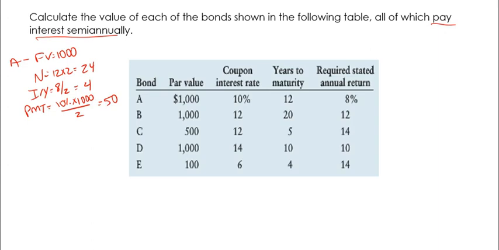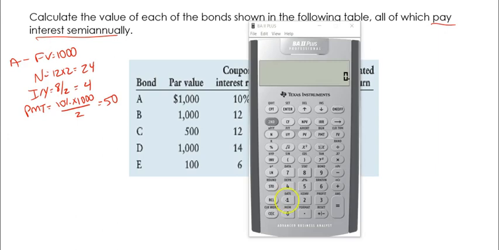So let's go ahead and calculate this with our financial calculator. Okay, we have a $1,000 future value, a $50 payment, 4% interest, 24 periods, and compute the present value. This bond is paying 10% interest while the required return is 8. So it should be trading at a premium, and we see that reflected here. $1,152.47.